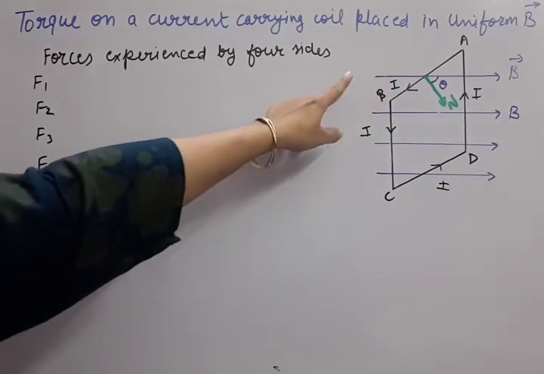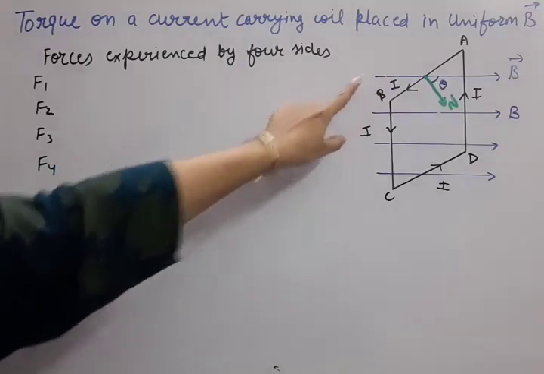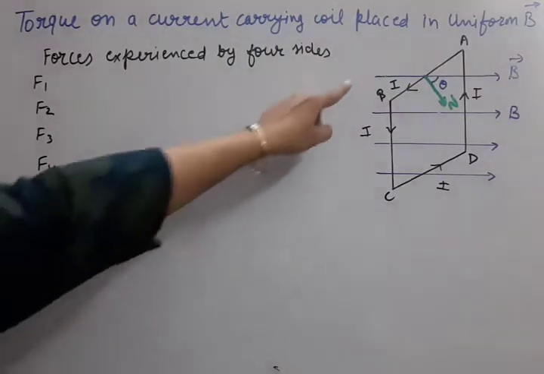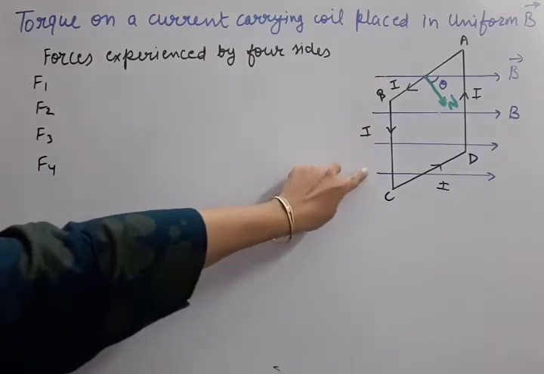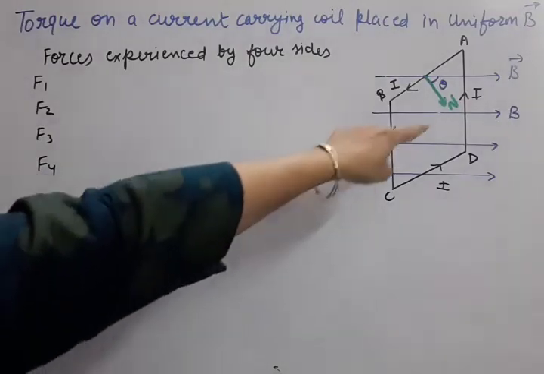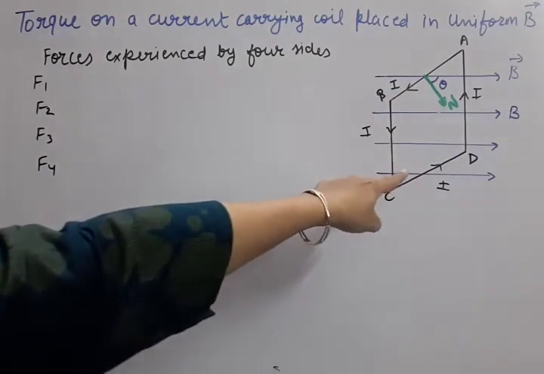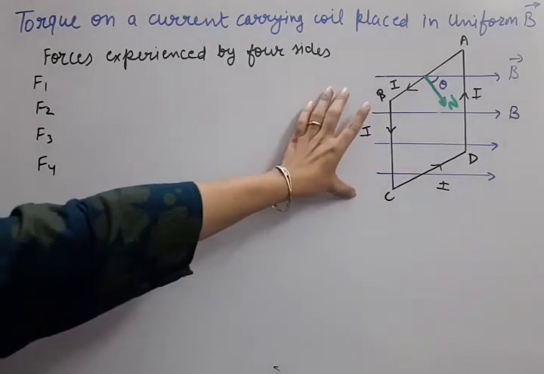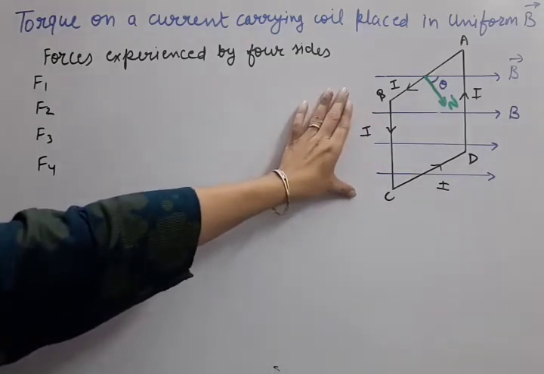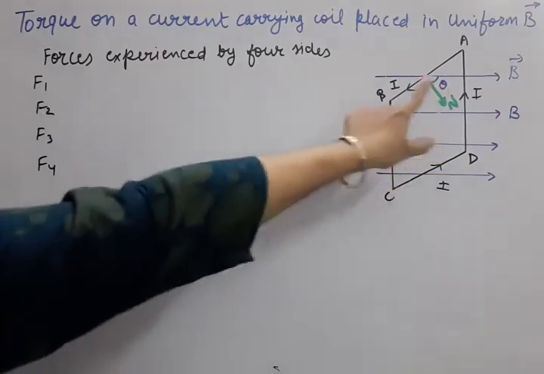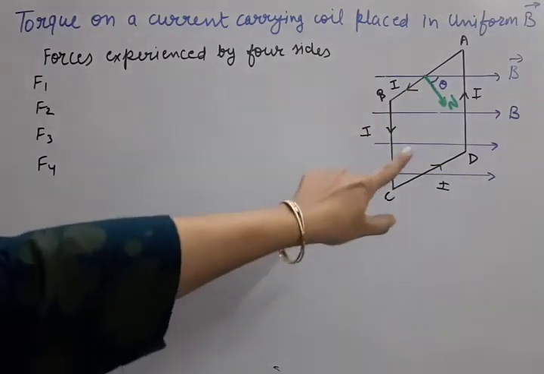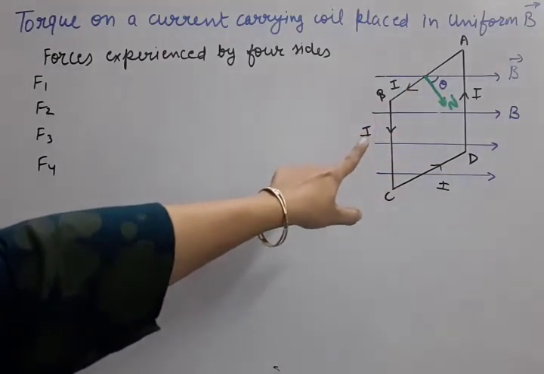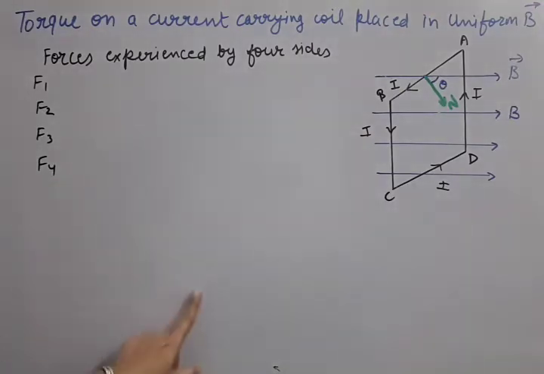For the uniform magnetic field B, these parallel set of lines are shown, which are showing the magnetic field B. Now you see that I am saying that the coil is rectangular, but it is looking like a parallelogram. That is because of its orientation, which we need to understand before starting the derivation. So it's like this.